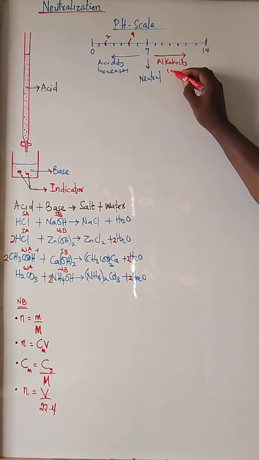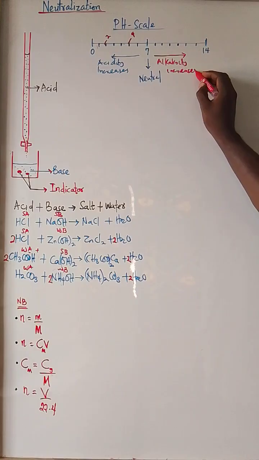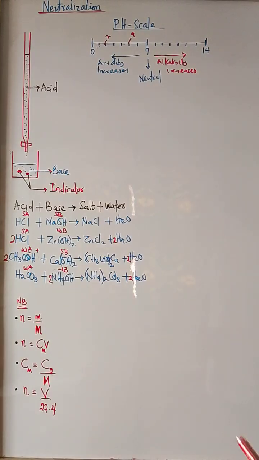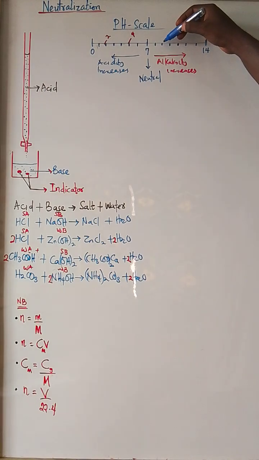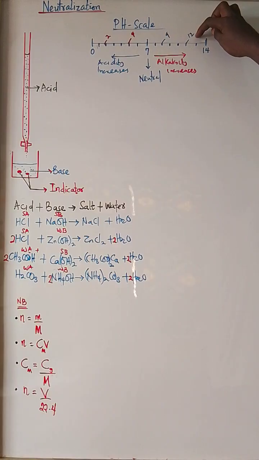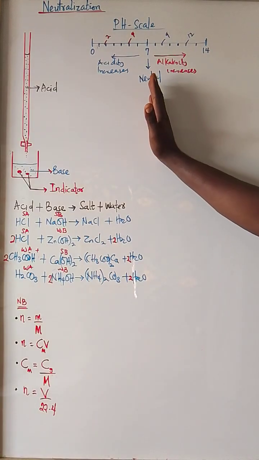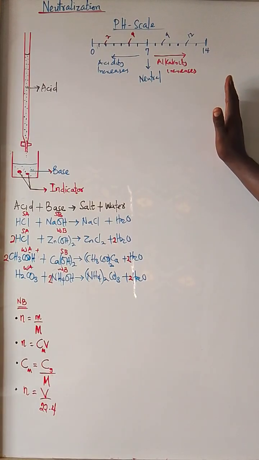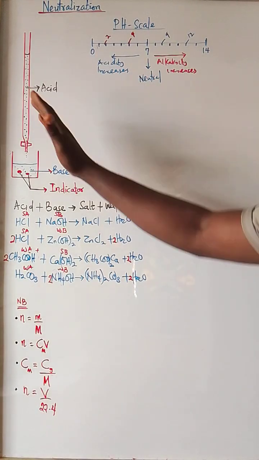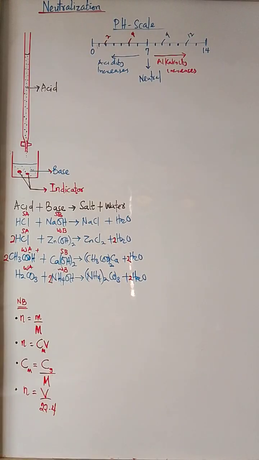Alkalinity increases. So meaning if I have a base or a solution whose pH value is, let's say, 8, 9, and another one whose pH value is 12, the one that has a pH value of 12 has more alkalinity than the one at 9. So as you move on, as the number gets bigger, there is an increase in alkalinity. As the number gets smaller from 7 downward, there is an increase in acidity.